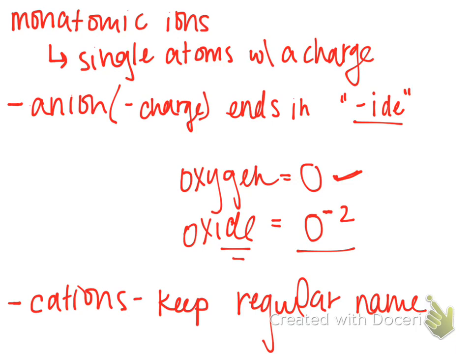Okay, so if you look at your periodic table of ions, all of your cations are their regular name, and all of the anions end in IDE. Okay, so they only end in IDE when they're charged. Questions about that? Okay, monatomic ions, easy.